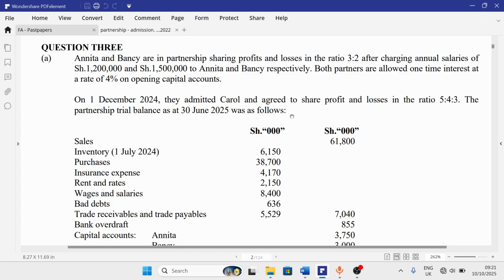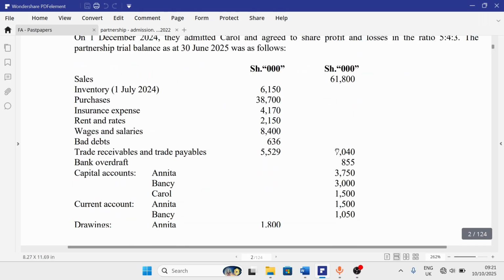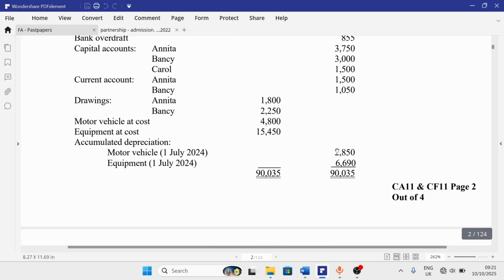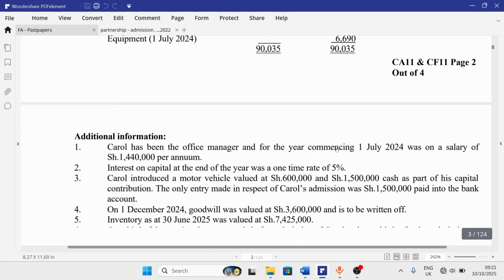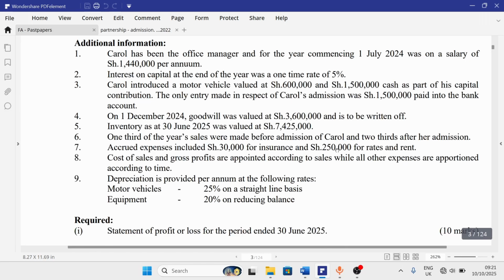So from those two paragraphs, the first paragraph we have the old profit sharing ratio 3:2, and in the second paragraph we have the new profit sharing ratio 5:4:3. That is after they admitted Carol into the business. So we are provided with the trial balance for the year. Then we go to additional information.